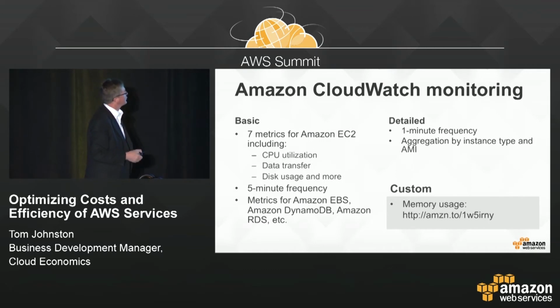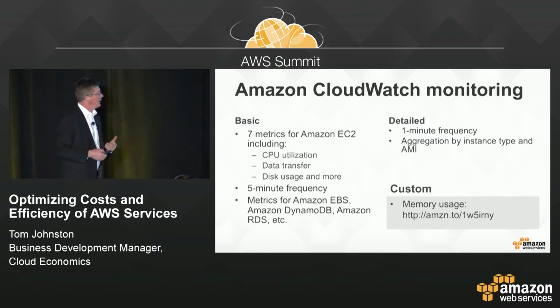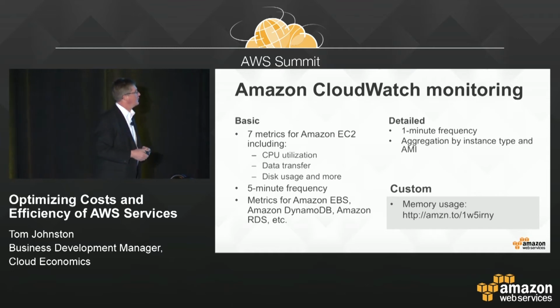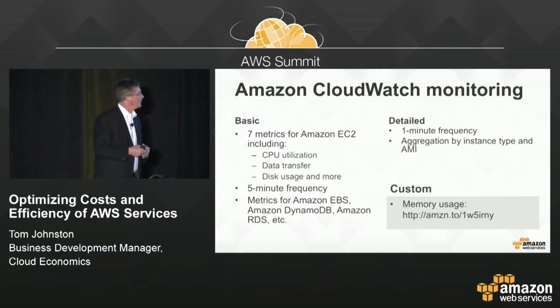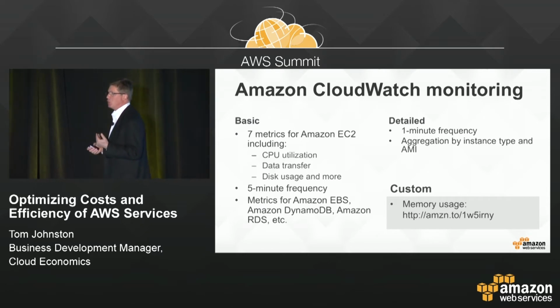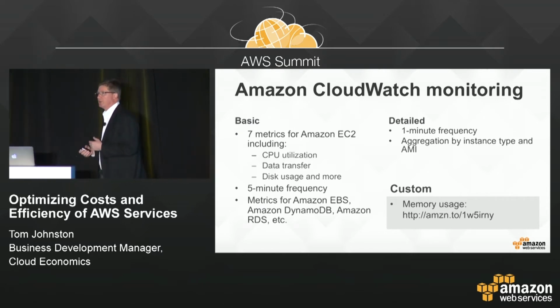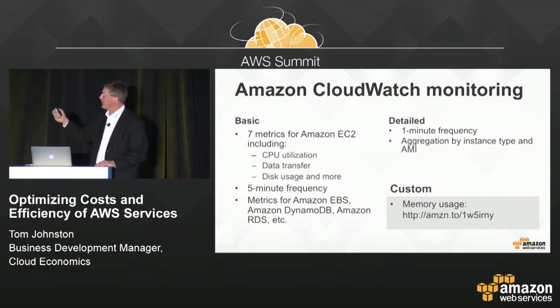Here's the list of what CloudWatch lets you do. 7 metrics for EC2, a 5-minute frequency, additional metrics for other services like DynamoDB or RDS. If you step up for the detailed size, you can get a minute frequency on these with aggregation by the instance type or the Amazon machine image. So you could say, for example, show me all my C3s or C4s, or show me all my M3s. You can also put custom metrics in there. Amazon does not know what your memory usage is. You might want to know and put that in CloudWatch. That's something a lot of people do. We've got step-by-step instructions available at that URL.